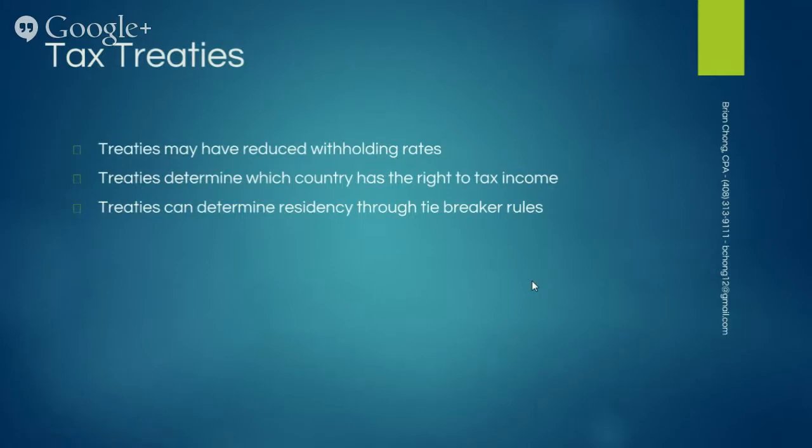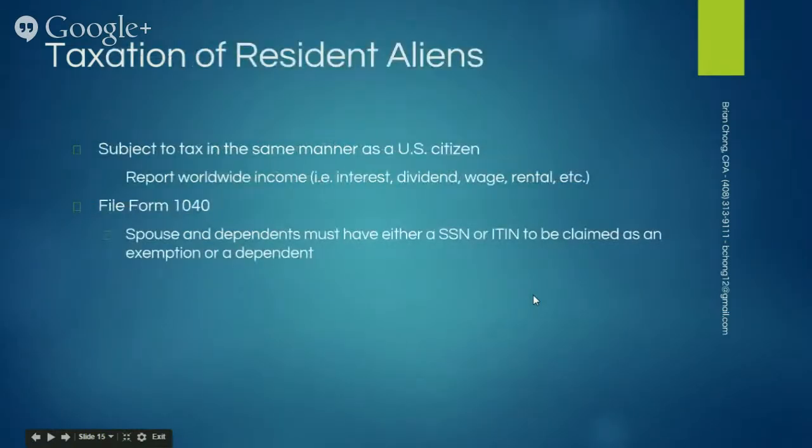And also, as you know, there are tax treaties. So the U.S. has tax treaties with most countries in the world, and these treaties dictate how much tax that foreign person needs to pay, and who has a right to tax their income, and if there's ever any discrepancies, what the tiebreaker rules are.